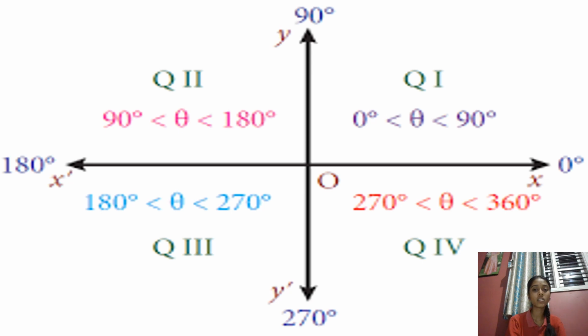Here is the x and y axis line. As we all know, this is the x-axis, this is the x dash axis, this is the y-axis and this is y dash. So this is quadrant 1, this is quadrant 2, this is quadrant 3 and this is quadrant 4. Quadrant 1 is 0 degree less than theta less than 90 degree. Quadrant 2 is 90 degree less than theta less than 180 degree, quadrant 3 is 180 degree less than theta less than 270 degree, and quadrant 4 is 270 degree less than theta less than 360 degree.